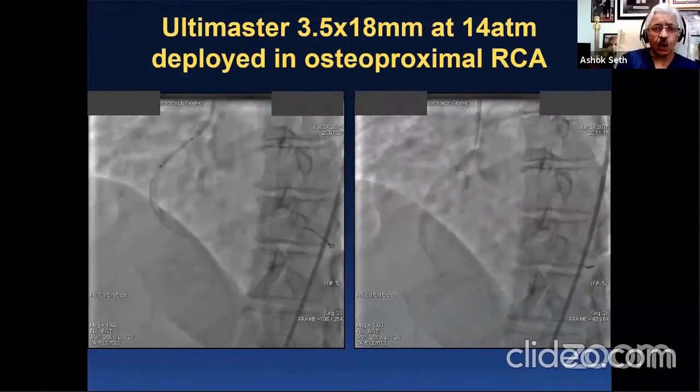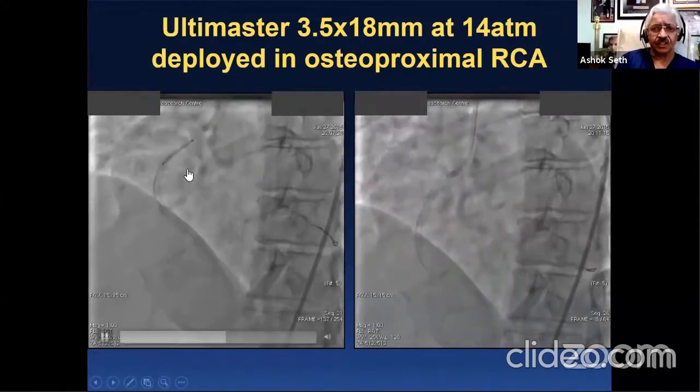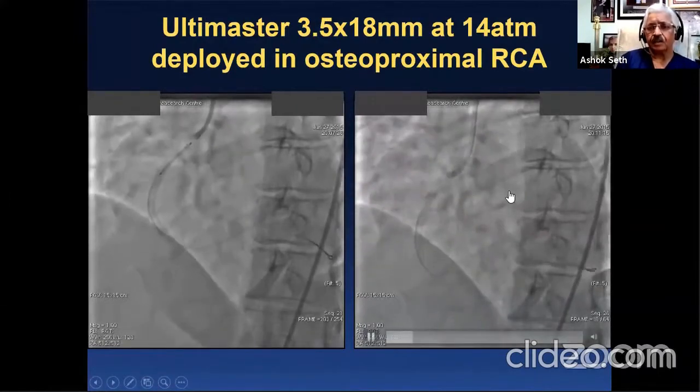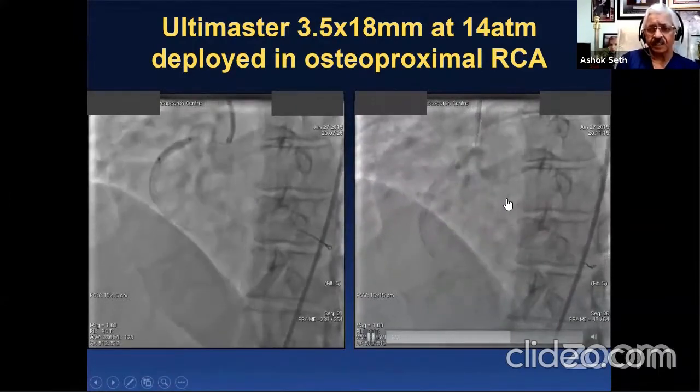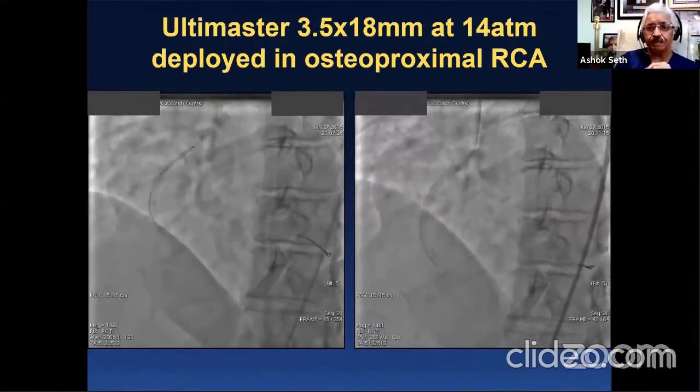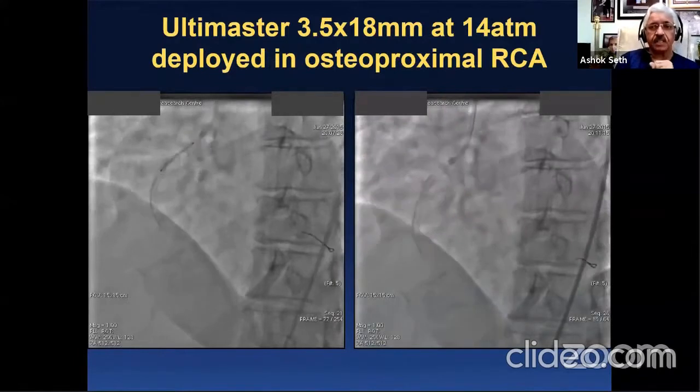And now I've actually lost the circumflex because the dissection is into the anomalous circumflex. You can see that the anomalous circumflex is nicely dissected. And there's a hematoma down that circumflex. You can only see a bit of it filling up in the proximal segment.